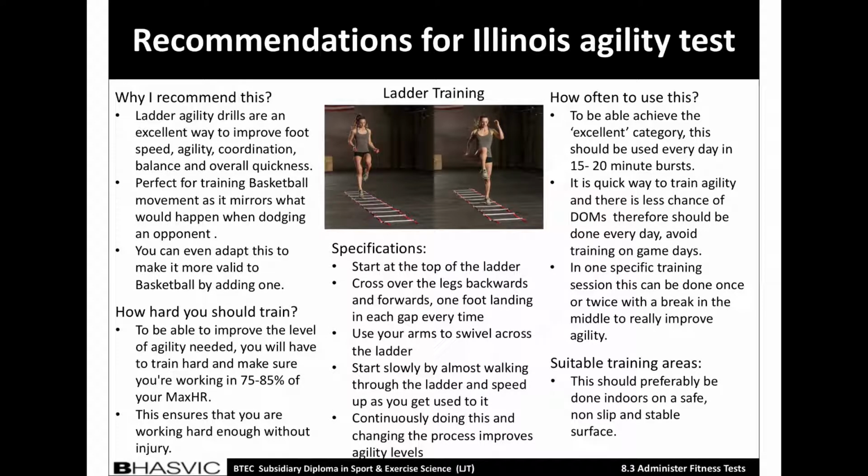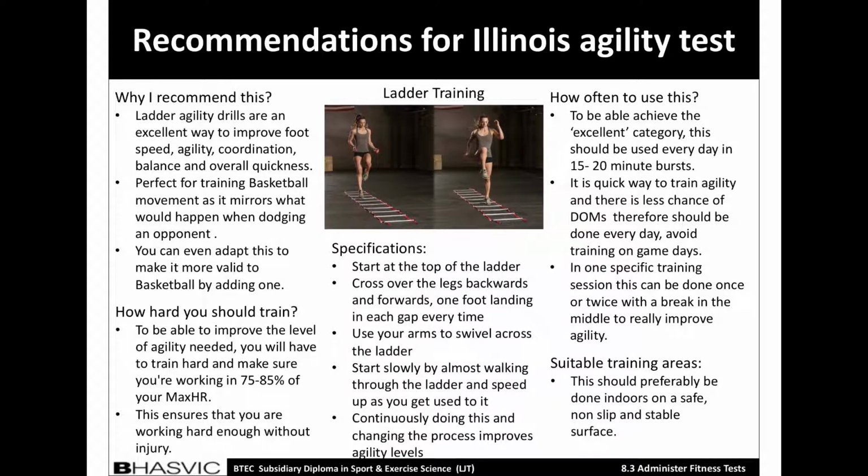Firstly, why I recommended this. Ladder training. Ladder agility drills are an excellent way to improve foot speed, agility, coordination, balance, and overall quickness. It's perfect for training basketball movement as it mirrors what would happen when dodging an opponent. You can even adapt this to make it more valid by adding a basketball.